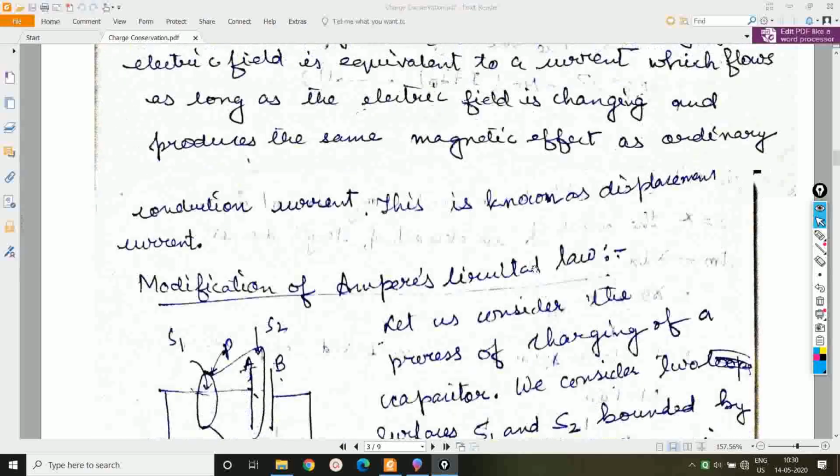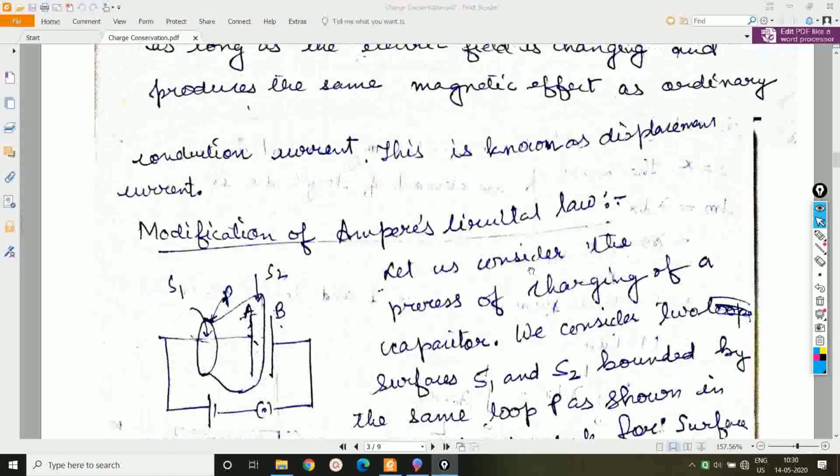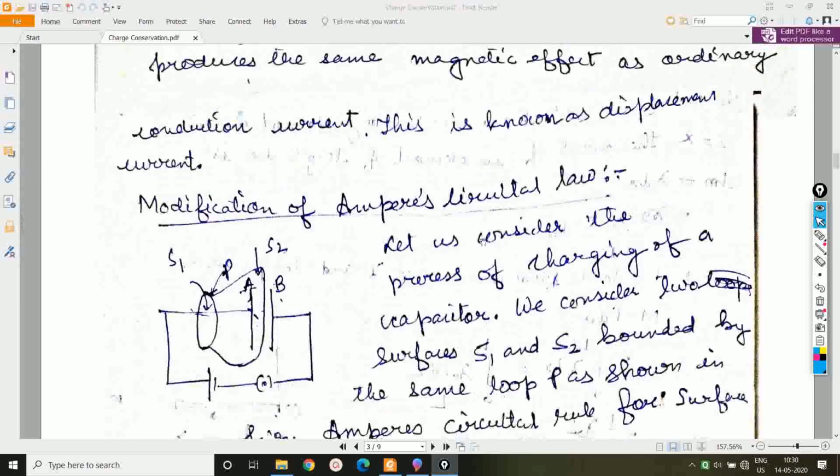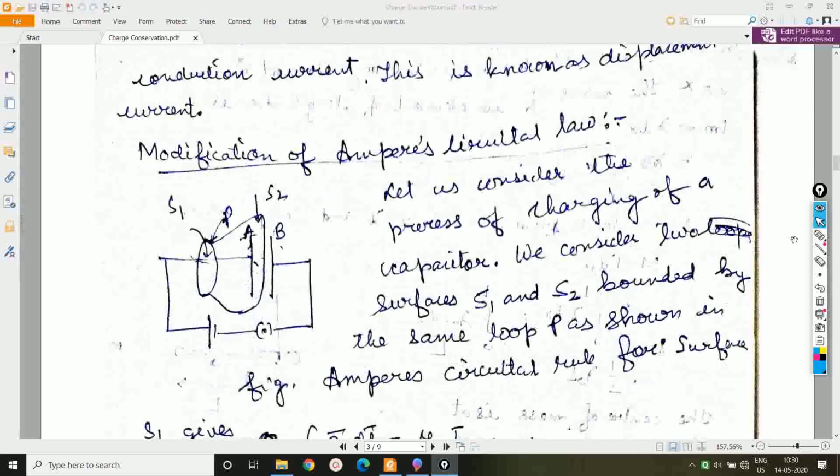So how does the concept of displacement current modify our Ampere's circuital law? Actually, the concept of displacement current in fact arose from the inconsistency in Ampere's circuital law. What is the inconsistency? For this, again, we need to learn a little about charging of a capacitor.